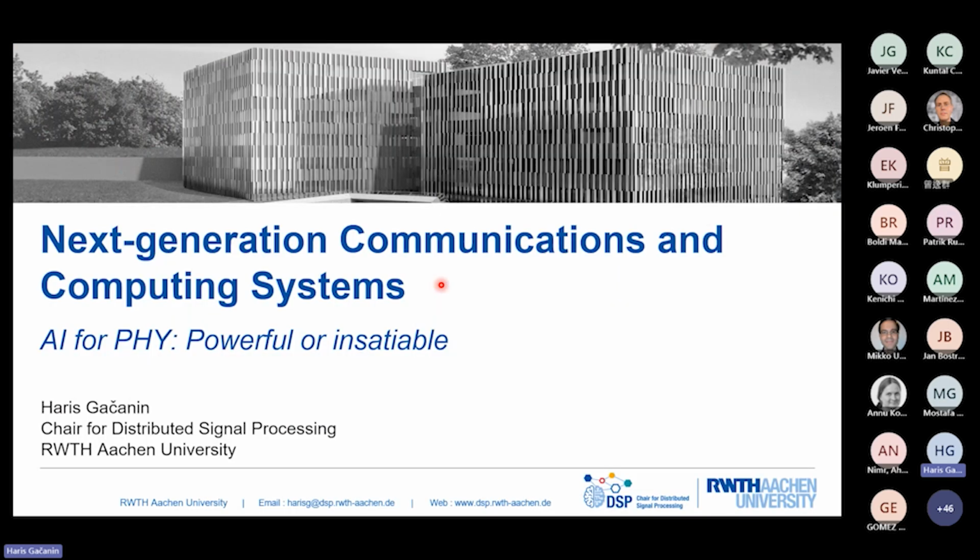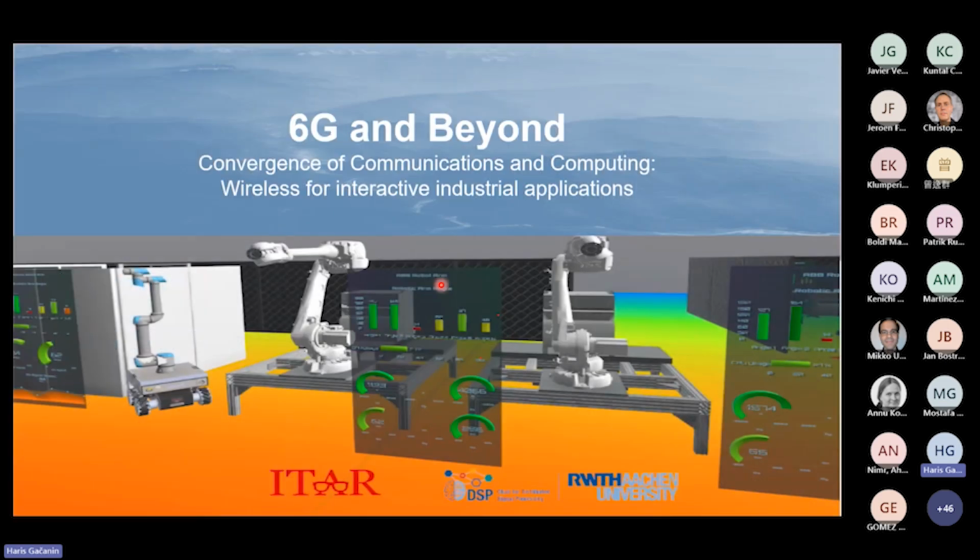So sorry for a little bit of delay from my side. Let's talk about next generation communications and computing systems and the requirements that I see if we want to look into this AI implementation for the physical layer, so that we understand: is it really going to be a powerful tool, or is it going to be something completely exhausting and insatiable for us? But let me just share my thoughts first.